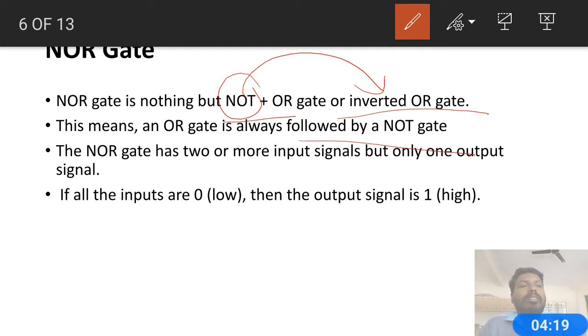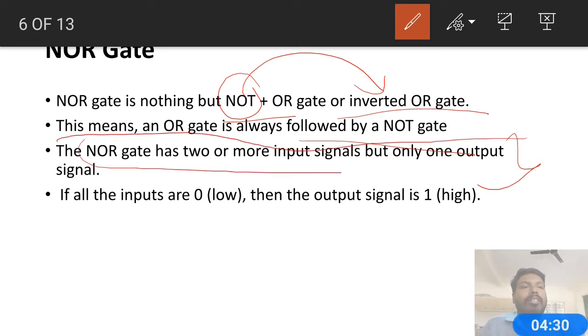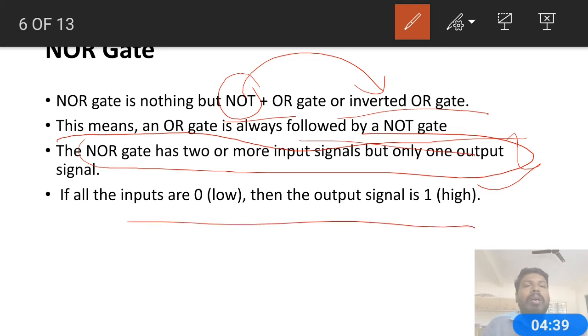The next point is common. The NOR gate has two or more input signals but only one output signal. This definition is applicable to all the gates. If you take any gate, the gate will accept two or more input signals and produce only one output signal. And the final point is, if all the inputs are 0, then the output signal will be 1. This is the output condition.